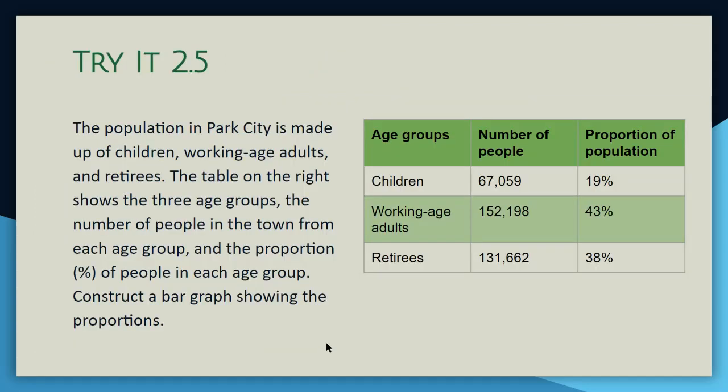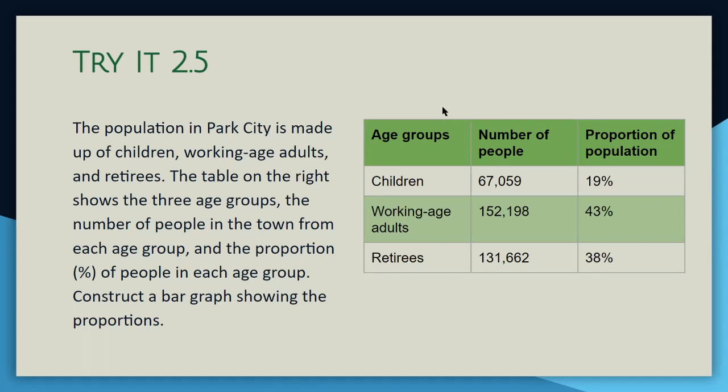Okay, so I've got to try it. The population in Park City is made up of children, working age adults, and retirees. The table on the right shows the 3 age groups, the number of people in the town from each age group, and the proportion or percentage of people in each age group. Construct a bar graph showing the proportions.